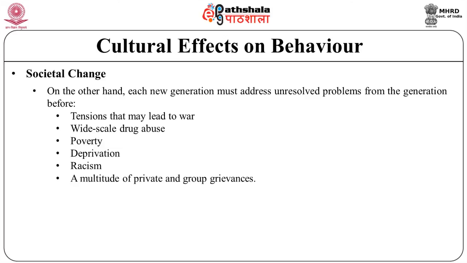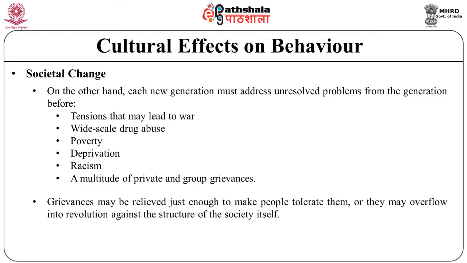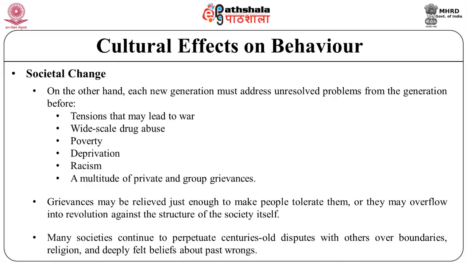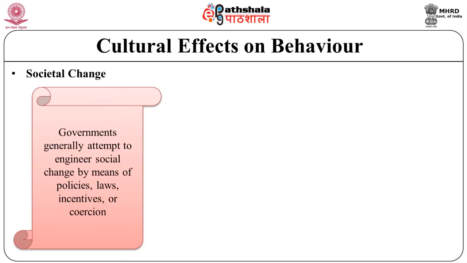On the other hand, each new generation must address unresolved problems from the generation before, tensions that may lead to war, wide-scale drug abuse, poverty and deprivation, racism, and a multitude of private and group grievances. Grievances may be relieved just enough to make people tolerate them, or they may overflow into revolution against the structure of the society itself. Many societies continue to perpetuate centuries-old disputes with others over boundaries, religion, and deeply felt beliefs about past wrongs. Government generally attempts to engineer social change by means of policies, law, incentives, or coercion.